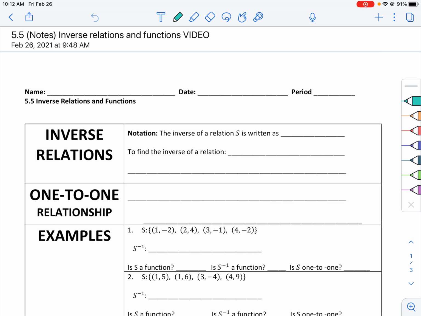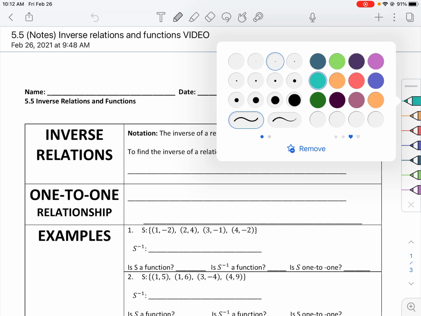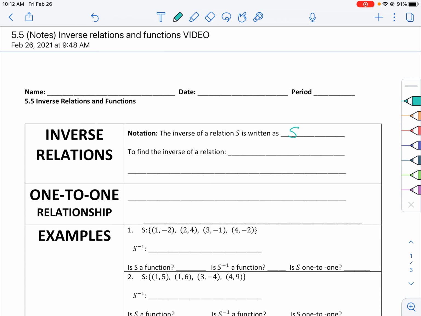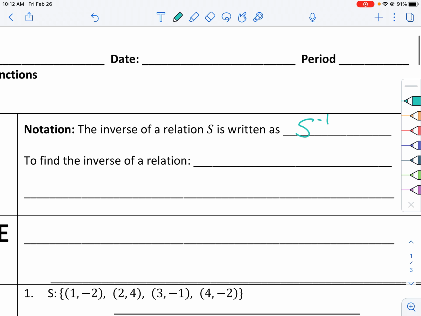All right, today we're looking at inverse relations. The inverse of a relation S is written as S raised to the negative 1. So we're specifically just talking about a relation. In order to find the inverse of a relation, you just swap all of the x and y values. So you're literally just changing, if it's an x, it becomes a y. If it's a y value, it becomes an x value.